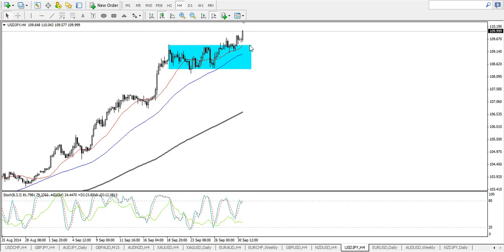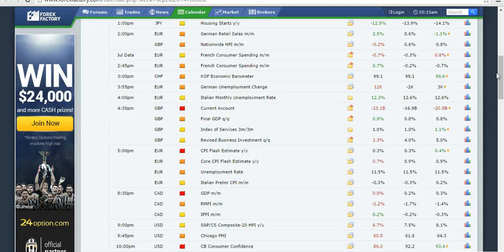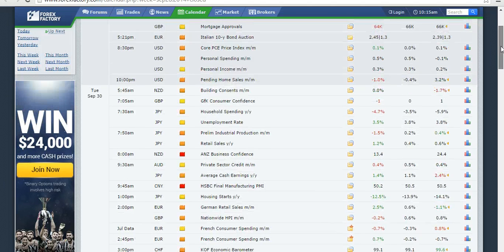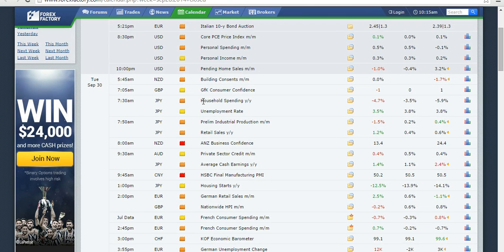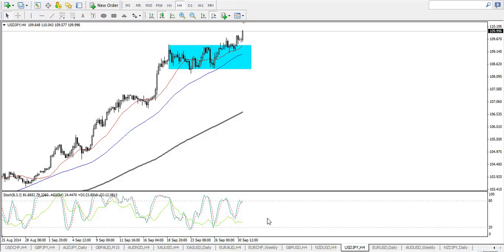All right, and today itself, looking at the Forex Factory calendar, Japan's economy is showing that household spending has fallen to negative 4.7%, compared to the forecast of negative 3.5%. Unemployment rates got slightly better, but industrial production fell as well. So we can see that there is still a very weak economic sentiment in Japan's economy.